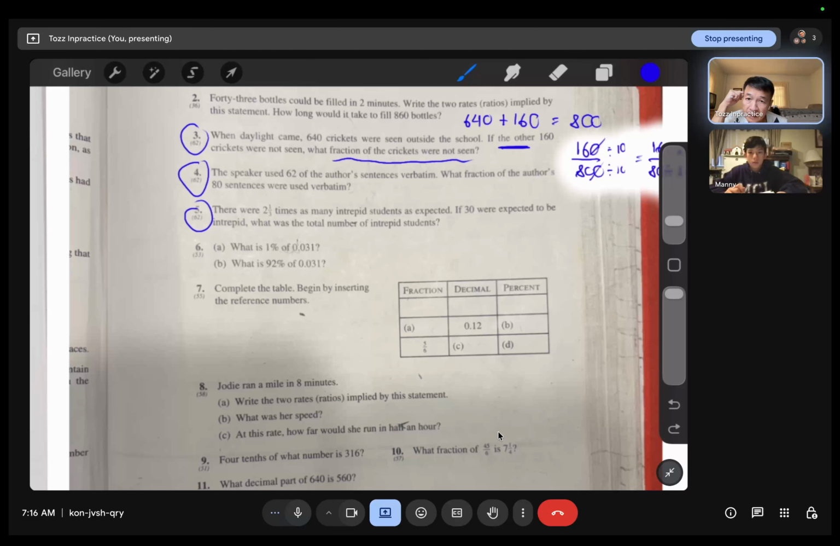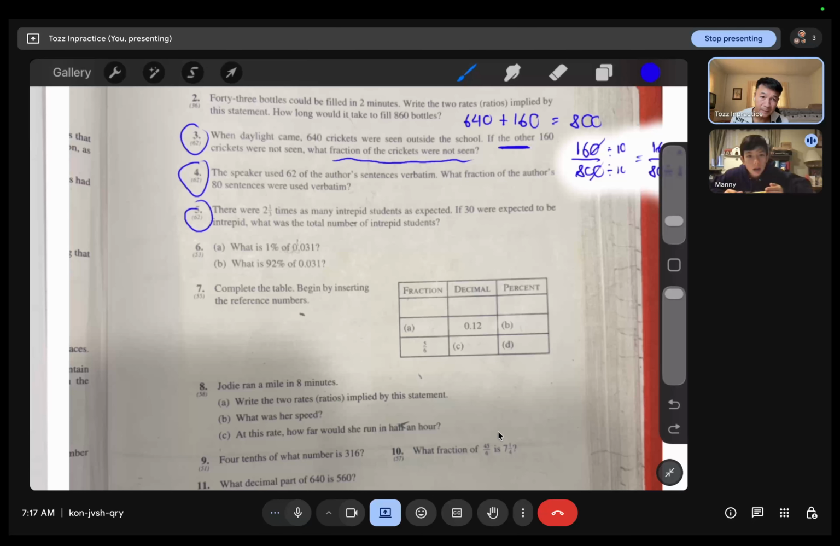Let me think. The speaker used 60 of the author's sentences verbatim. Okay, that's used verbatim. What fraction of the author's 80 sentences were used verbatim? Okay, this one is the simpler version of number 3. I don't think you need to set up the equation. You want to think about it again? Yeah, it's just confusing, the way it's phrased.